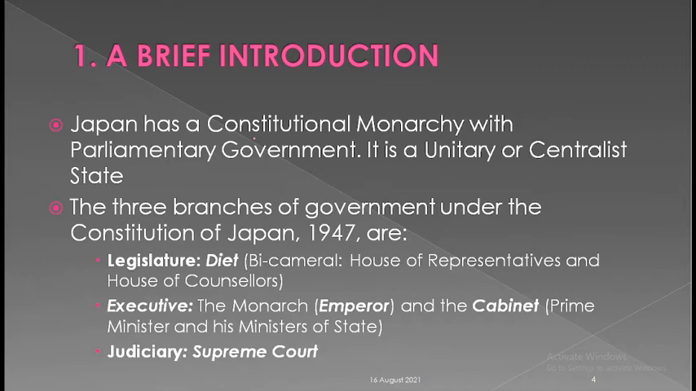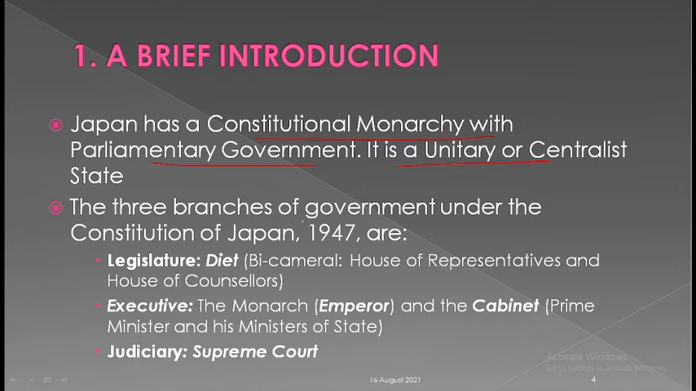Japan has a constitutional monarchy with a parliamentary system of government. This is very similar to that of the United Kingdom. It is a unitary or centralist state. As in the case of the UK, it is a unitary country or a centralist state. In other words, it is not a federal country like India.